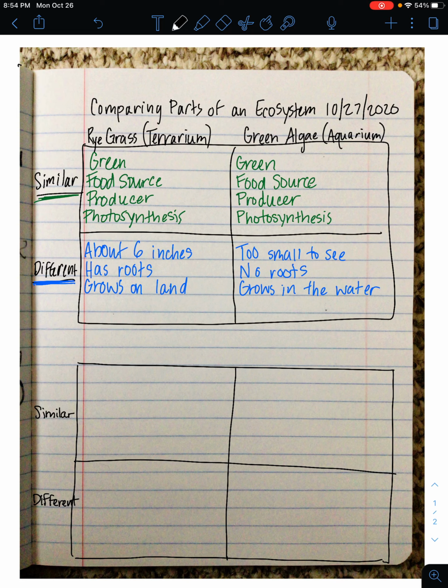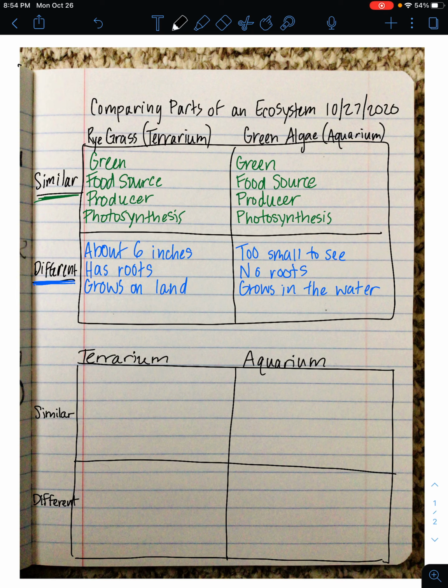Now this is where you get to have a choice. You get to choose one of the animals that we have in our terrarium. Remember, that means you can choose the isopod or the cricket. And on the right-hand side, you will choose one of the animals that we have in our aquarium. That means you can choose the mosquito fish or the snail.